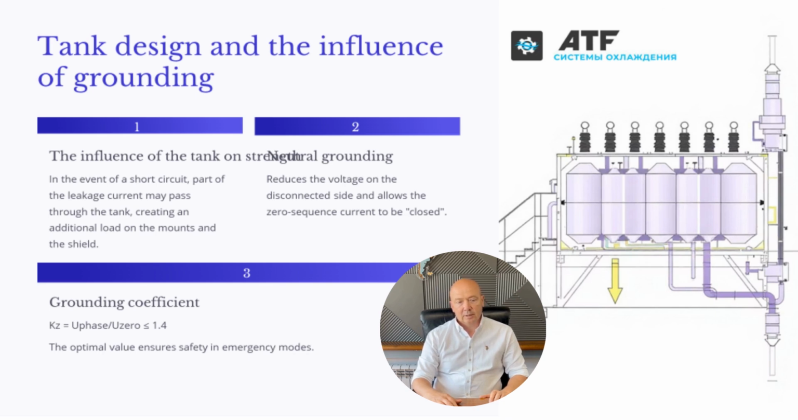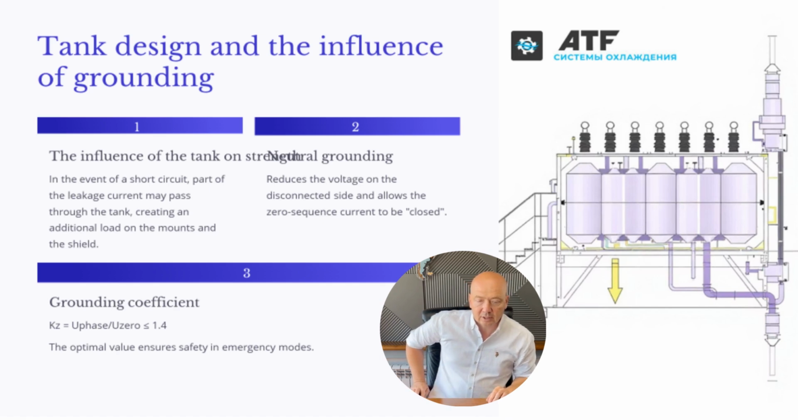Tank construction and grounding effects. The autotransformer tank affects both magnetic and electrical strength. During a short circuit, part of the leakage current can pass through the tank. This creates additional stress on the mounting and the shielding. Grounding the neutral reduces voltage on the disconnected side and allows the zero-sequence current to be closed. The grounding coefficient, calculated as phase voltage divided by zero-sequence voltage, must be less than or equal to 1.4.